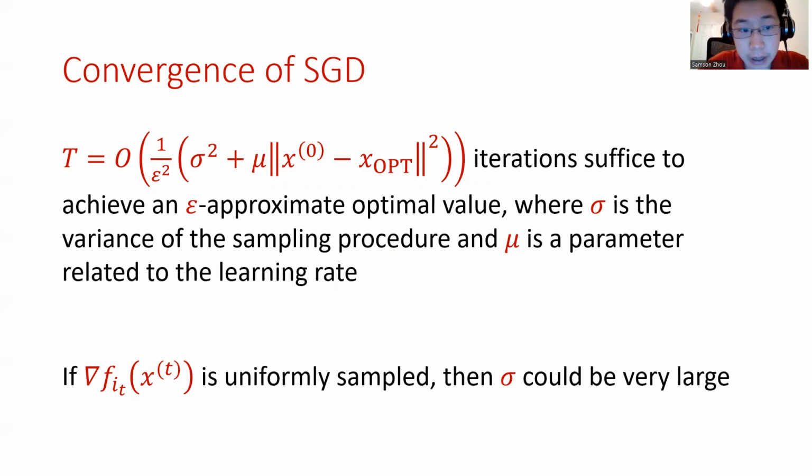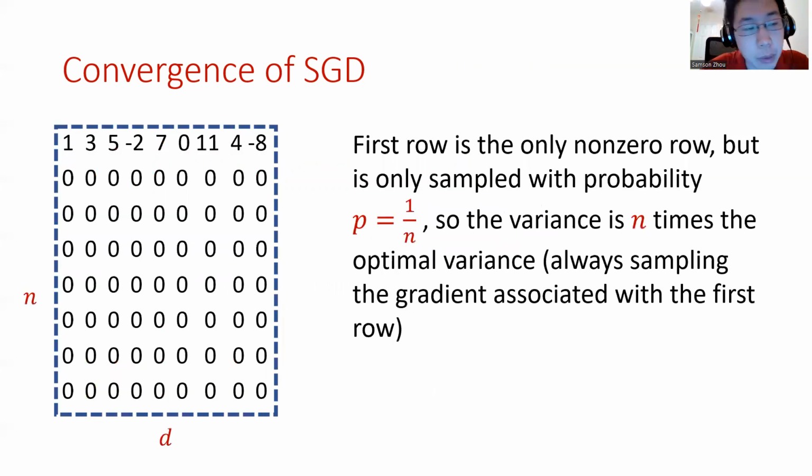So how should we interpret the variance sigma? Well, if the gradient is uniformly sampled, then the variance could be very large. For example, consider a matrix that's all zeros except for the very first row. The first row is the only non-zero row, but with uniform sampling it's only sampled with probability 1 over n, because there are n rows. So the variance is n times the optimal variance, because whenever we do sample the first row, we need to rescale it by the inverse of the sampling probability, which is n.